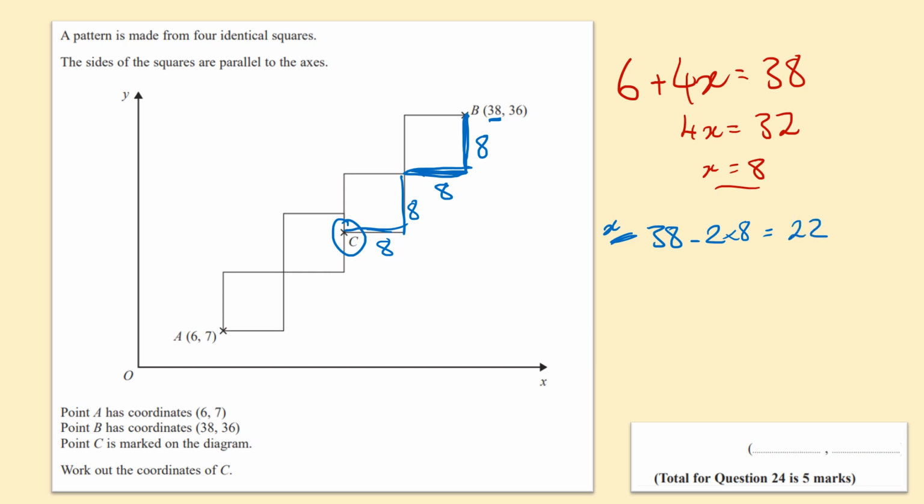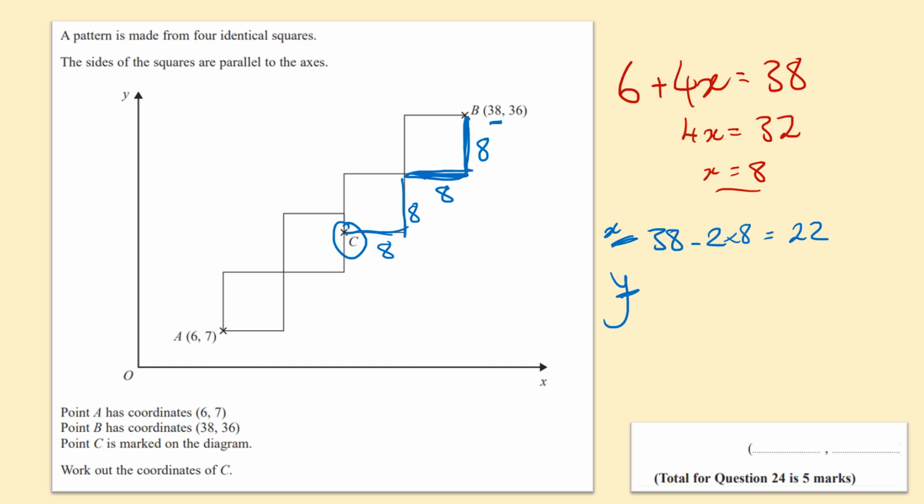Then if I think about the y direction, it's a similar thing. In the y direction, I started at 36, we go down 8, down another 8 to get to C. So y is 36 take away 2 lots of 8 again, so 36 take 16 is 20, and there we go. We've got our x coordinate of 22 and our y coordinate of 20, and that's a 5-mark question where I think it's difficult to see what to do. Once you've seen what you need to do, it's a lovely, easy question.